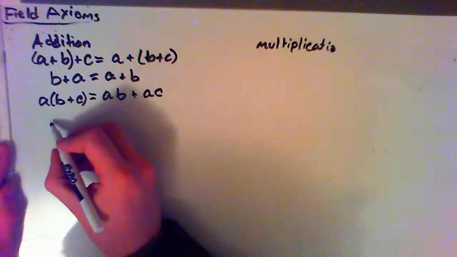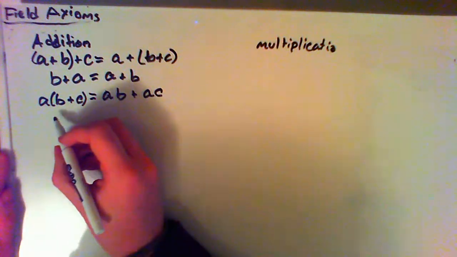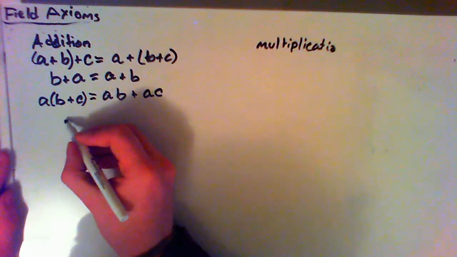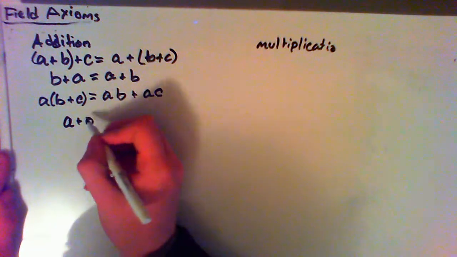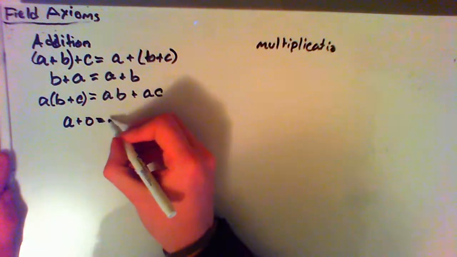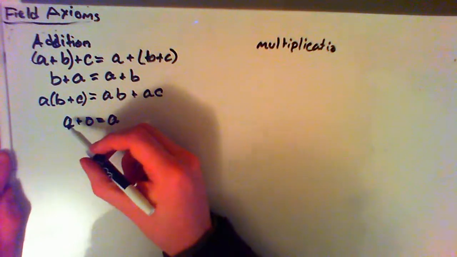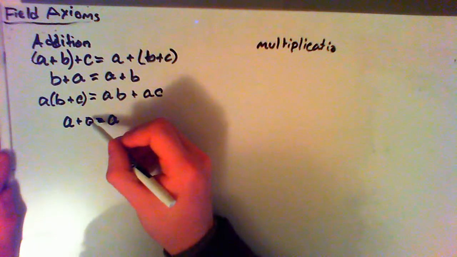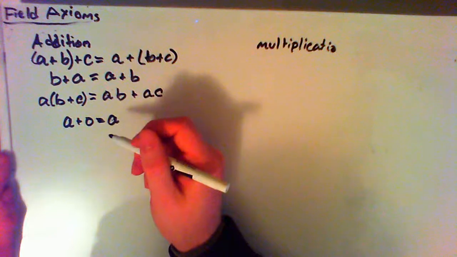Now, the identity for addition is 0. That just means if you take A plus 0, that will equal A. If you take any number plus the identity for that field, that is always going to give you the number back.